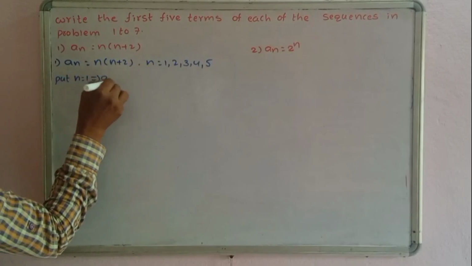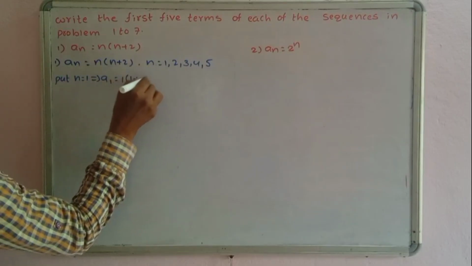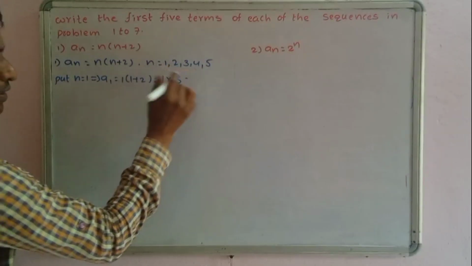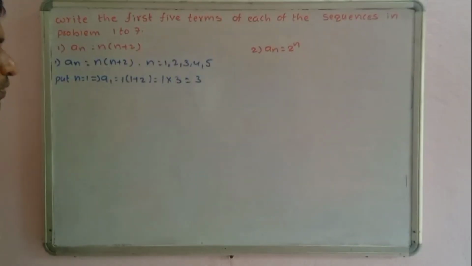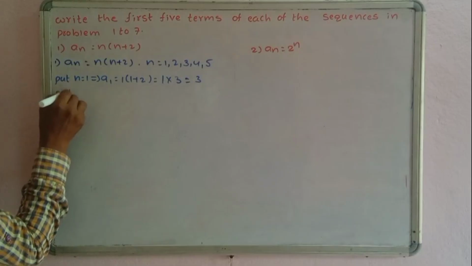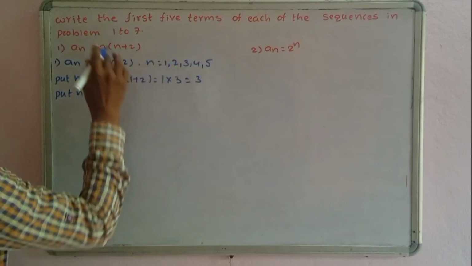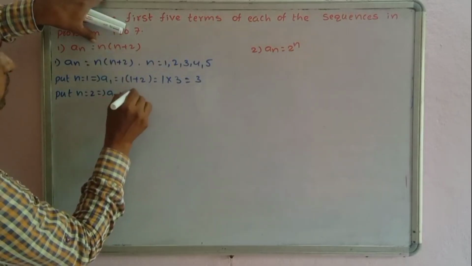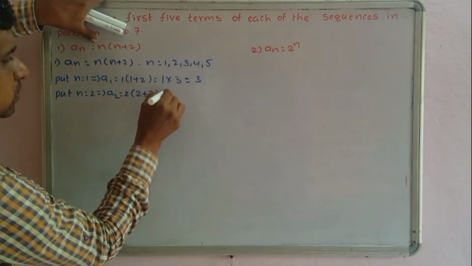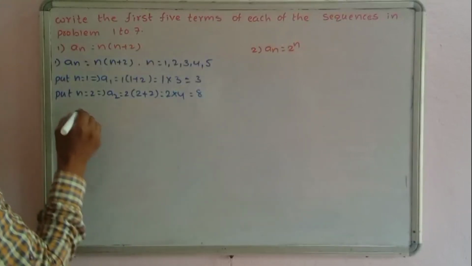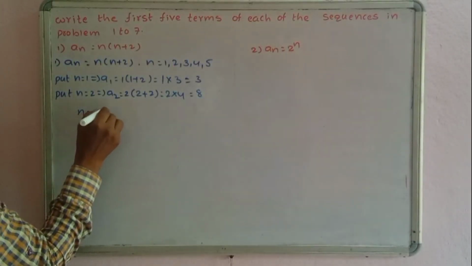So a1 equals to 1 into 1 plus 2. That is 1 into 3, which is 3. Next, put n equals to 2. So a2 equals to 2 into 2 plus 2, 2 into 4, which is 8. Put n equals to 3.